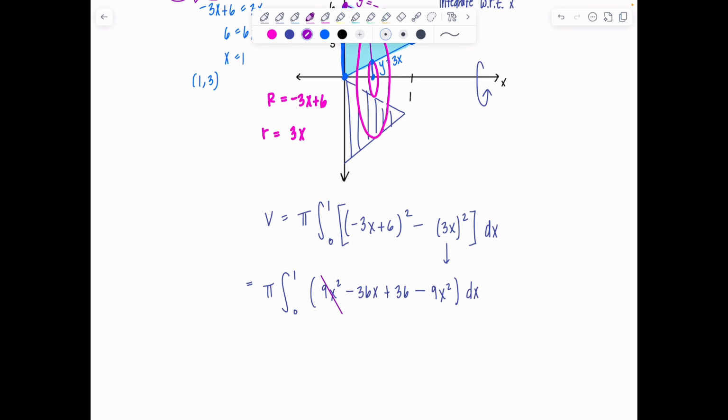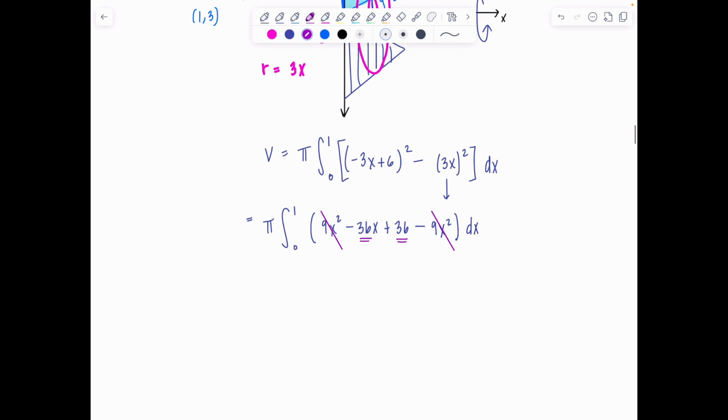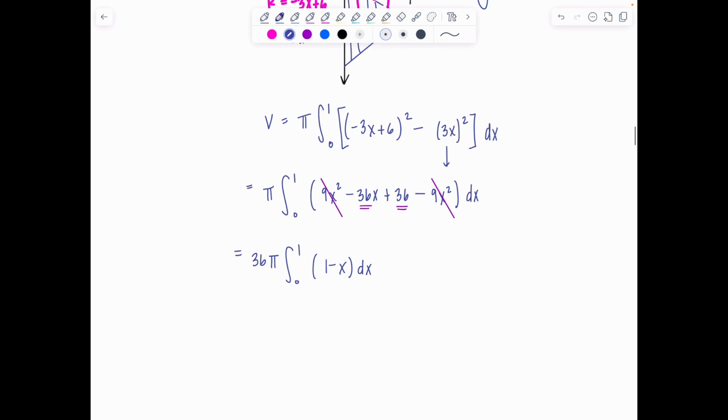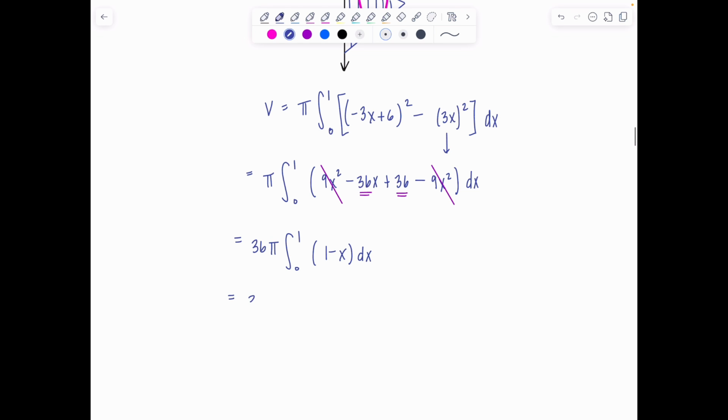Now the 9x squareds cancel. I can also factor out a 36 just to make life nicer. So we have 36 pi sitting outside. Integral from 0 to 1. This is going to be negative x plus 1, aka 1 minus x. That looks cuter, dx.